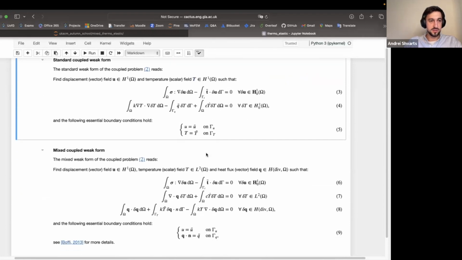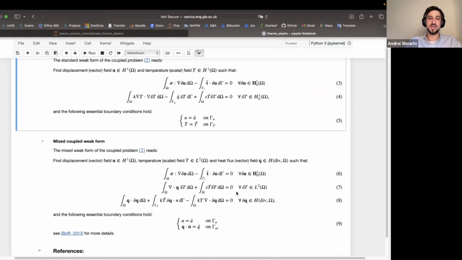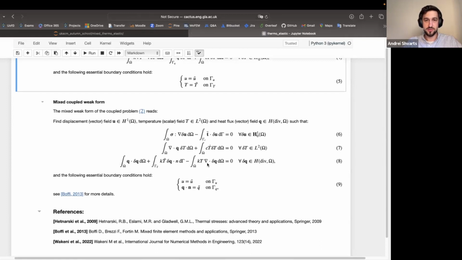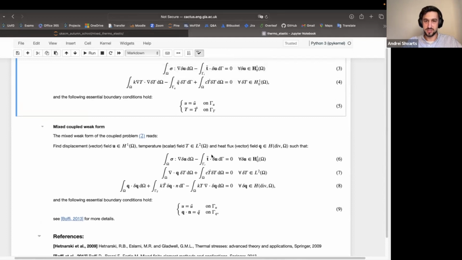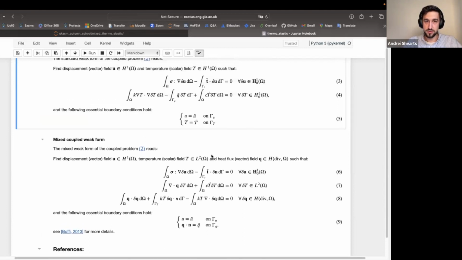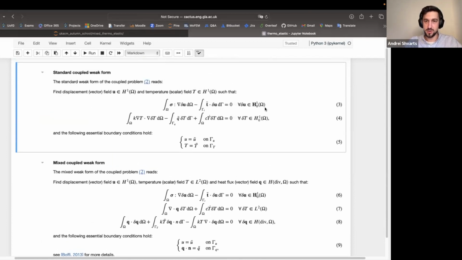And then the mixed coupled weak form follows over here. In this case, we have three equations for the three unknown fields. We have this auxiliary field Q, which is in the H-div space. The field U is still in the H1 space, and the field T is in the L2 space. So what does this mean? It means that for the elastic part of the problem, we're using exactly the same formulation as the standard one. It's the same equation. Equation 3 and equation 6 are exactly the same and identical.